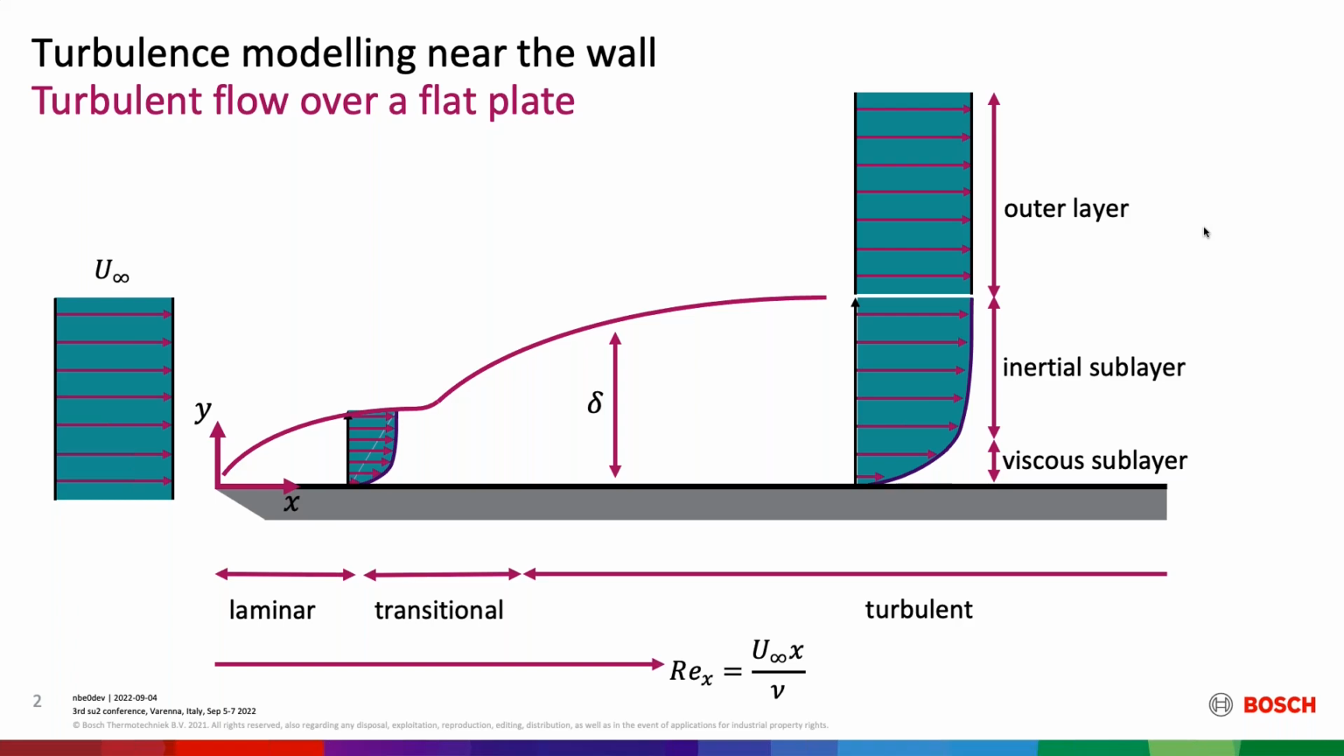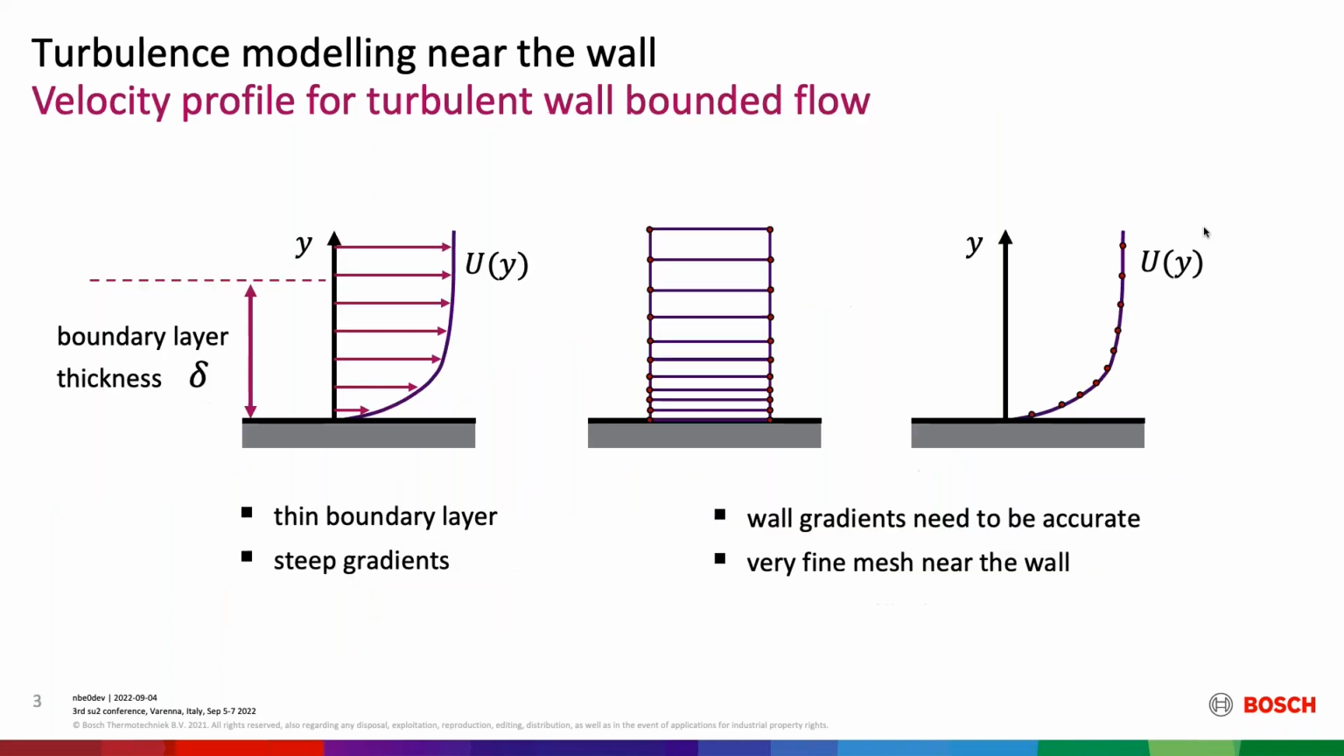Now, in the turbulent region, the self-similar velocity profile can be divided into a viscosity-dominated sublayer closest to the wall, an inertia sublayer where viscosity is basically negligible, and the outer layer where the flow is not self-similar anymore and governed by, let's say, global flow features. Very close to the wall, a thin boundary layer is present, which is characterized by very steep gradients, and this means that in simulations, many cells are needed very close to the wall to accurately compute the gradients and the velocity profile.